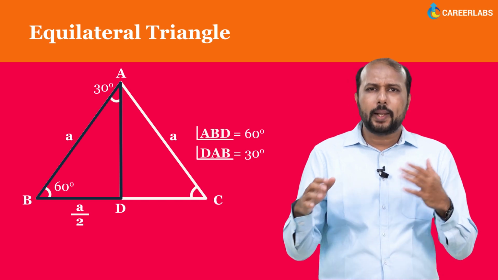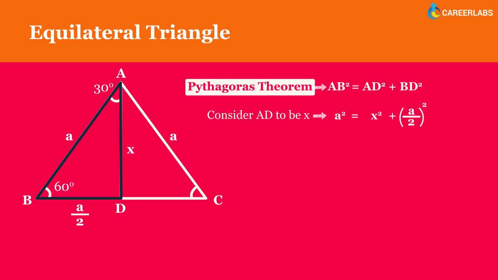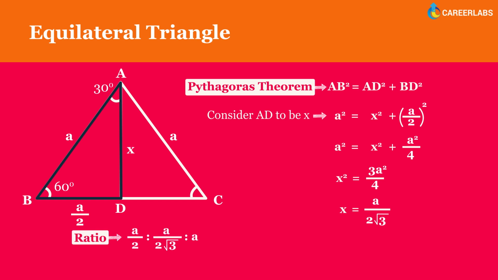Correct? On applying Pythagoras theorem, we get AB squared is equal to AD squared plus BD squared. Let's consider AD to be x. So A squared is equal to x squared plus (A by 2) the whole squared. And so on solving for x, we get x is equal to A by 2 √3. Now the ratio becomes A by 2 is to A by 2 √3 is to A. When we simplify this, we get 1:√3:2.